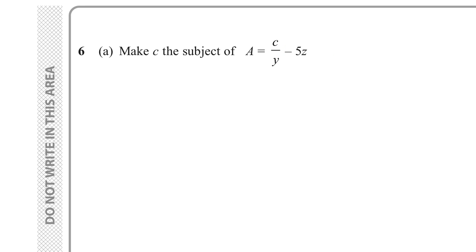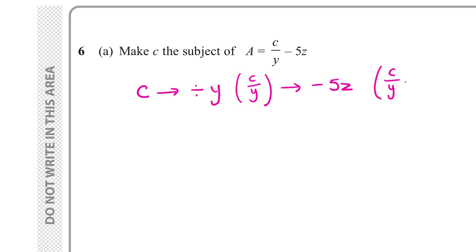Imagine we started with C. What was the first thing we did to C? We divided it by y, didn't we? So the first thing we did to C was divide by y. Then what did we do after we divided by y? We got C over y, didn't we? Then what happened after that? We subtracted 5z. And that's how we ended up with c over y minus 5z.